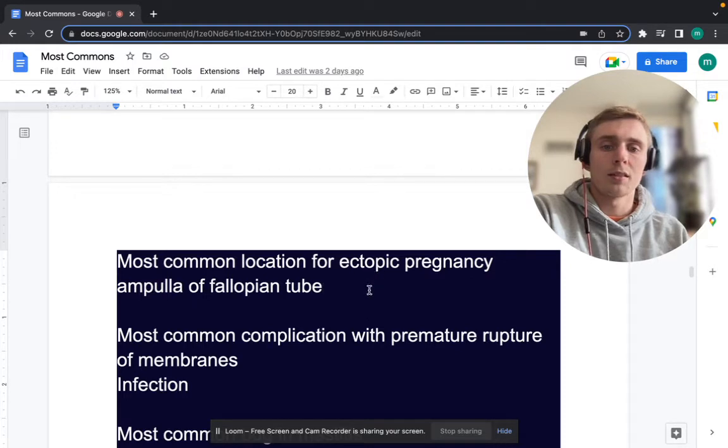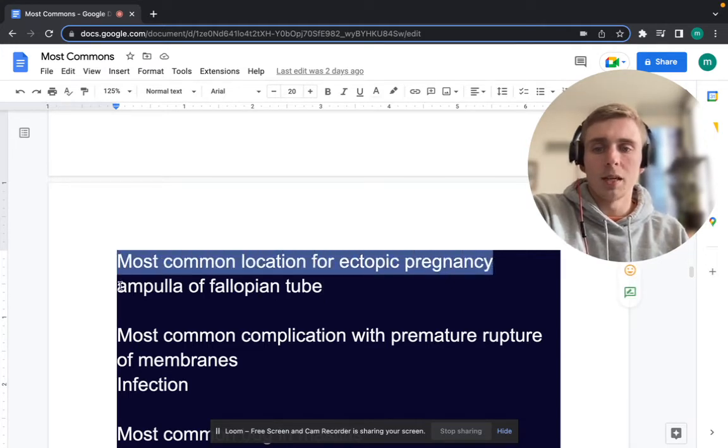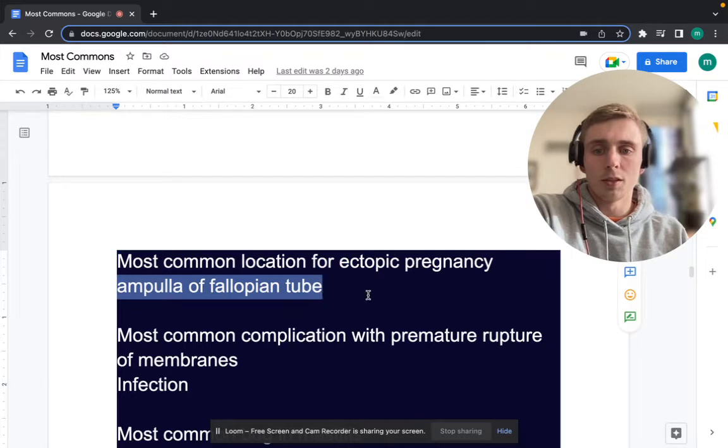So ampulla is, you can think of it as an amplification where it's much larger laterally and a little bit more narrow proximally to the uterus. So the most common location of an ectopic pregnancy, that's going to be in that ampulla of the fallopian tube.